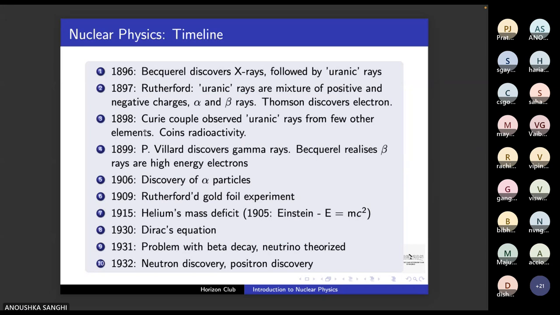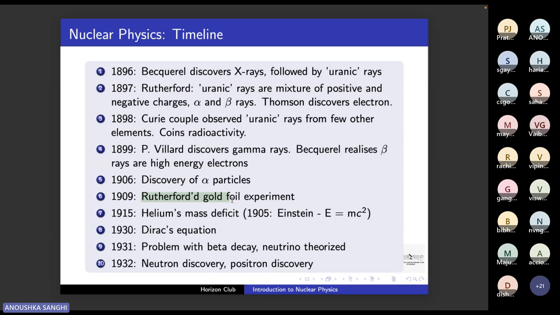Next, one more discovery was Rutherford's gold foil experiment, Rutherford's alpha scattering experiment. He took a thin gold foil and bombarded it with alpha particles. He observed that the majority went undeviated, but a few caused deviations. He also observed a few alpha particles which deviated at an angle of 180 degrees. By computing all these things, he proposed the planetary model of the atom.